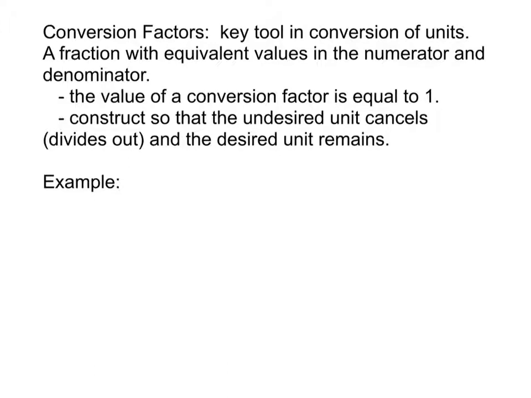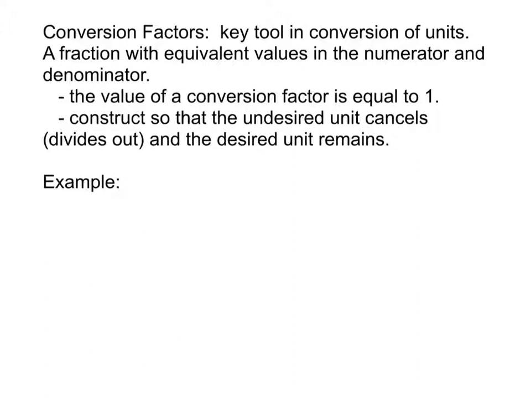So the key tool that you're going to use in doing any conversion of one unit to another is what we call a conversion factor. A conversion factor is simply a fraction that's got two things that are equal in the numerator and denominator. So the value of a conversion factor is always 1, because you're dividing something by something else that's equal to it. And you construct them in such a way that you get rid of the unit you want to get rid of. It divides itself out, and the unit you want to end up with remains.